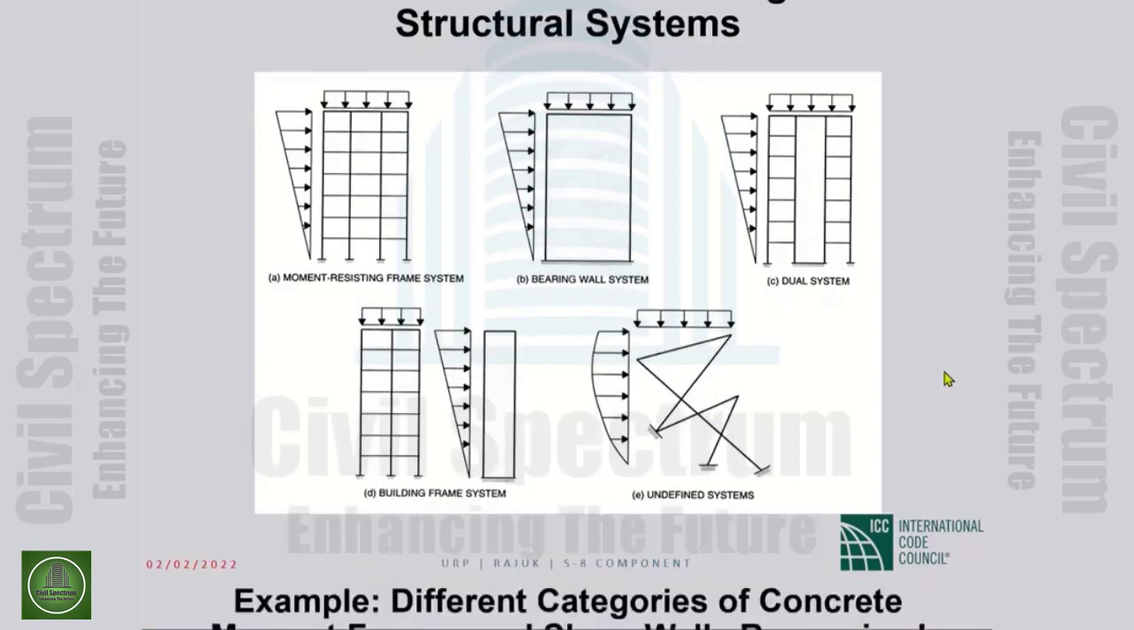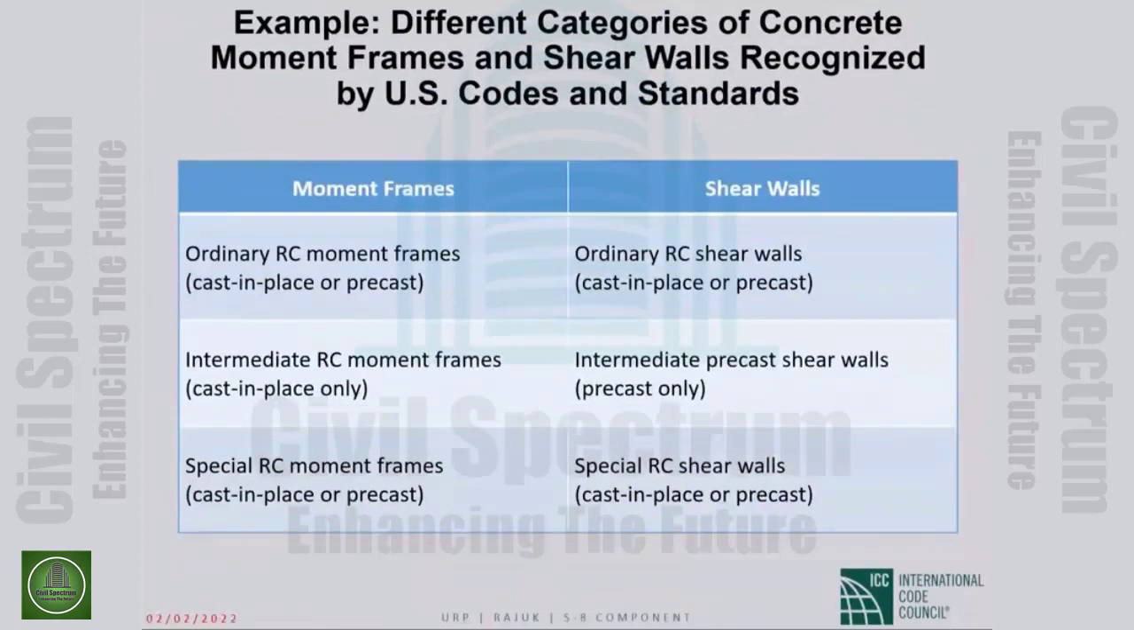Okay, so as far as concrete systems in ACI 7 and BNBC, this is what we have. Moment frames. We have ordinary moment frames that can be cast in place or precast. We have intermediate moment frames which are cast in place only. There is no intermediate precast moment frames in ACI 7 or BNBC 2020. You don't have a lot of precast anyway. And then special moment frames which can also be cast in place or precast.